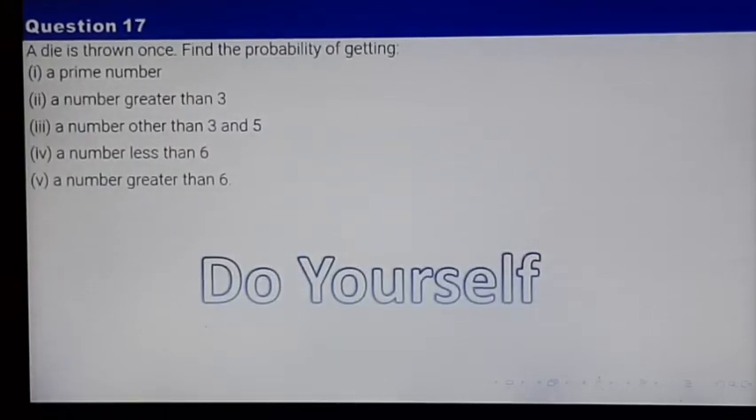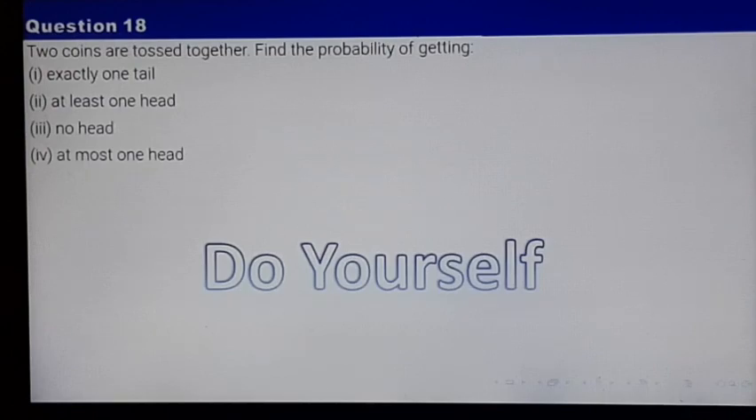You'll try this sum by yourself. You'll try question number 18 also by yourself.